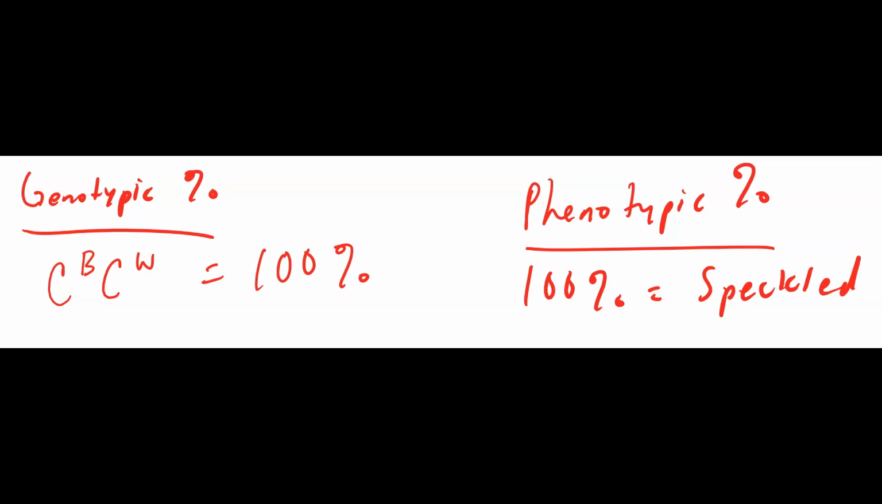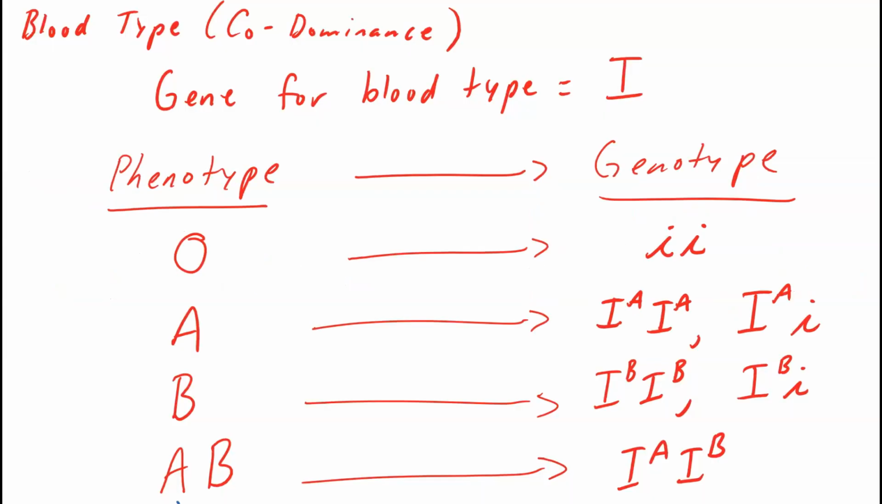all be speckled. Our next example of codominance is going to be blood type, and this is an interesting one as we will spend a lot more time on blood type as we dive into evolution, because blood type has definitely evolved in humans. So we'll get into that more, but first I want to talk about how we do a blood type cross. Start with blood type.